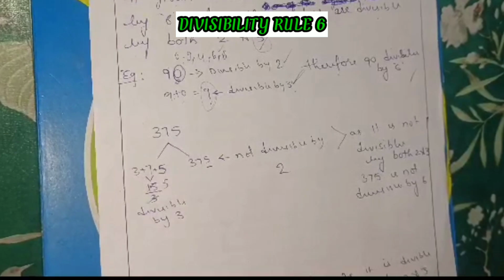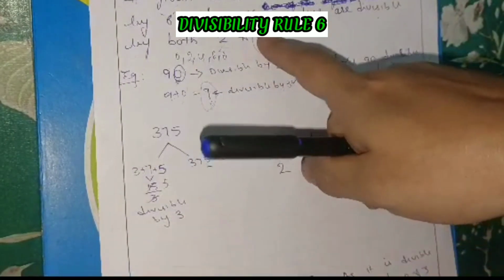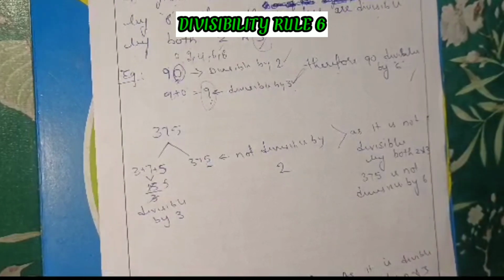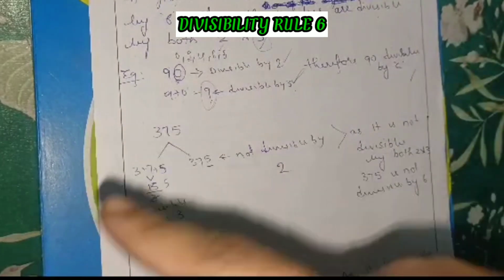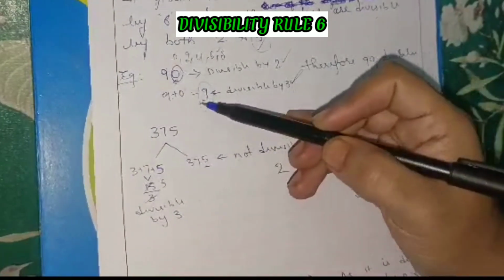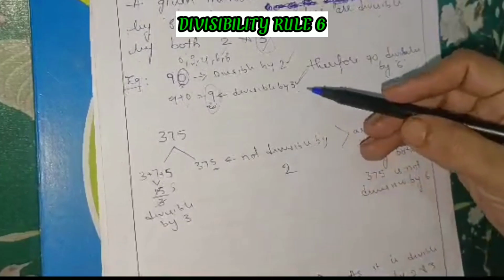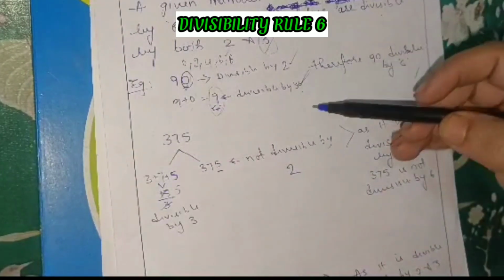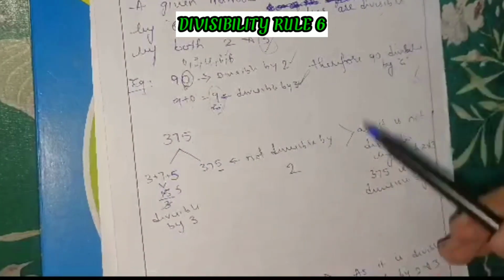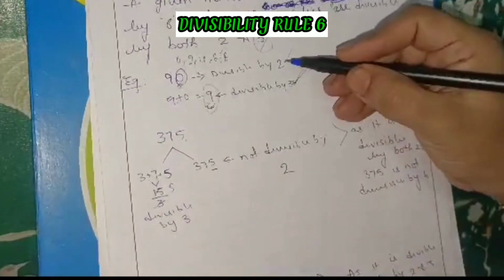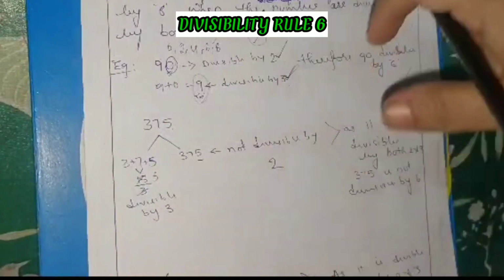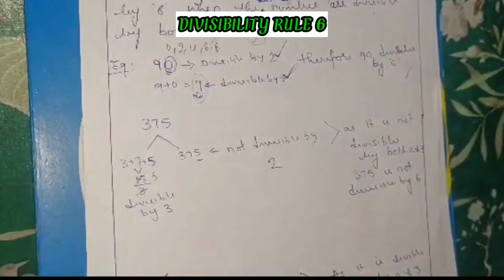And at the same time, it should also obey the divisibility rule of 3. So what is the divisibility rule of 3? In a given number, you have to add all the digits, and whatever answer you are getting, that answer should be divisible by 3. If that is possible, then we can directly say that the given number is divisible by 3. When the given number obeys the divisibility rule of 2 and the divisibility rule of 3, then we can say that number is divisible by 6.